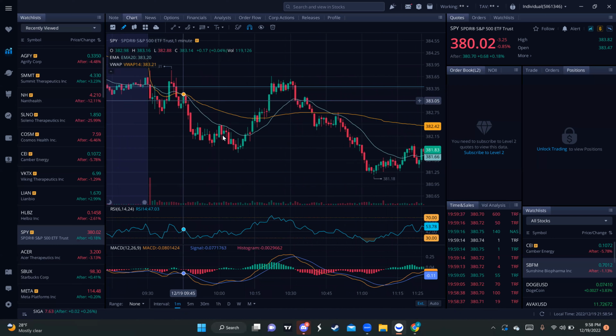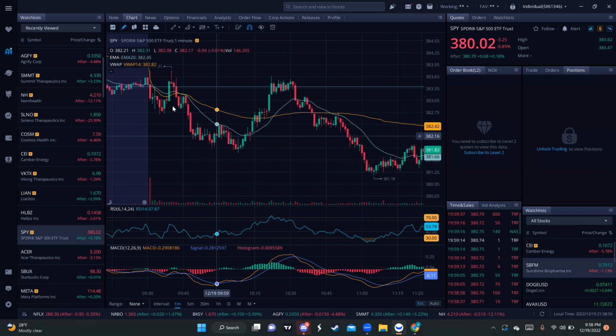And from 383, we went all the way down to 381. So that was a $2 move from the spot. This was already a big move. So we made some money, pretty good money here.